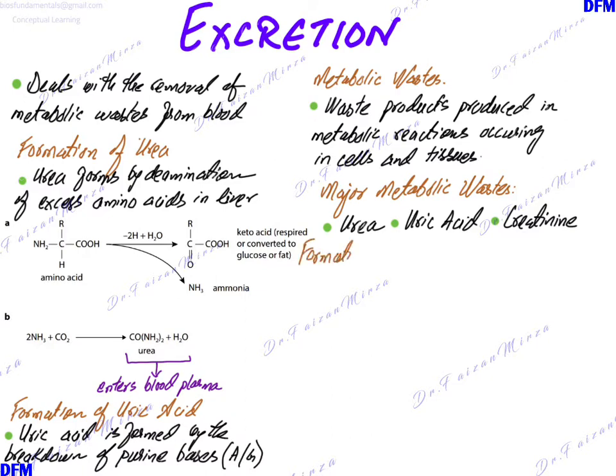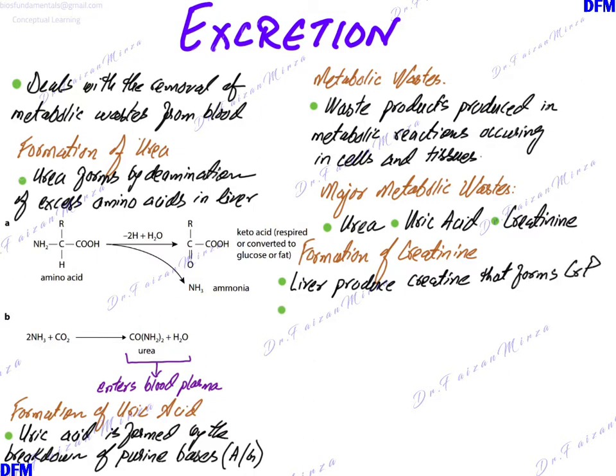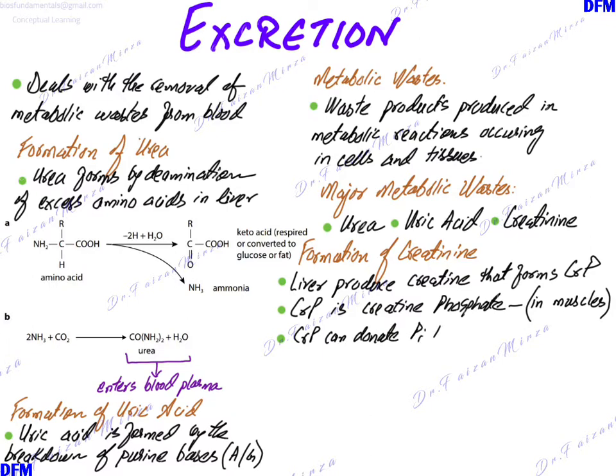The third major waste product is creatinine, and creatinine forms from creatine phosphate. Liver produces a molecule called creatine, and creatine then combines with phosphate to form creatine phosphate, which is CRP. CRP or creatine phosphate is present in our muscles, where it provides a pathway for regenerating ATP during strenuous exercise.